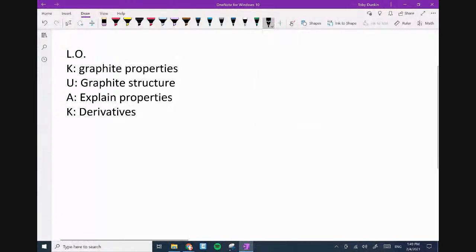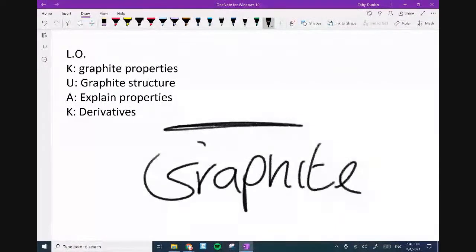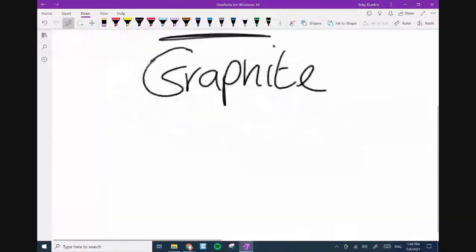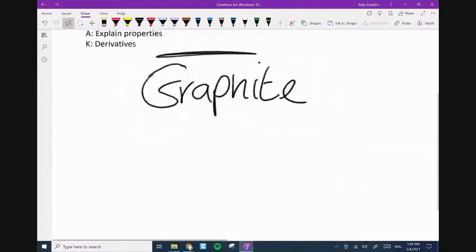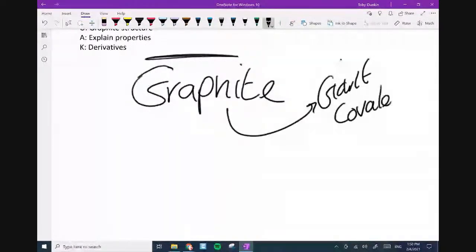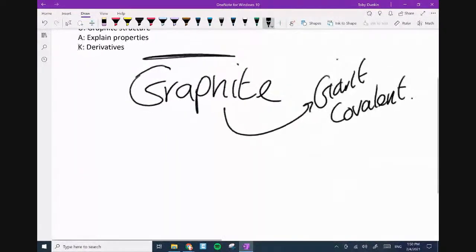It's funny because I've got my tablet set on pencil. It even looks like graphite. So graphite is one of our giants. Number one, we have to know that it is a giant, one of our giant covalents. But it's very special. Graphite has its very own set of stories. Because graphite is so special, I need to do it as this independent lesson.